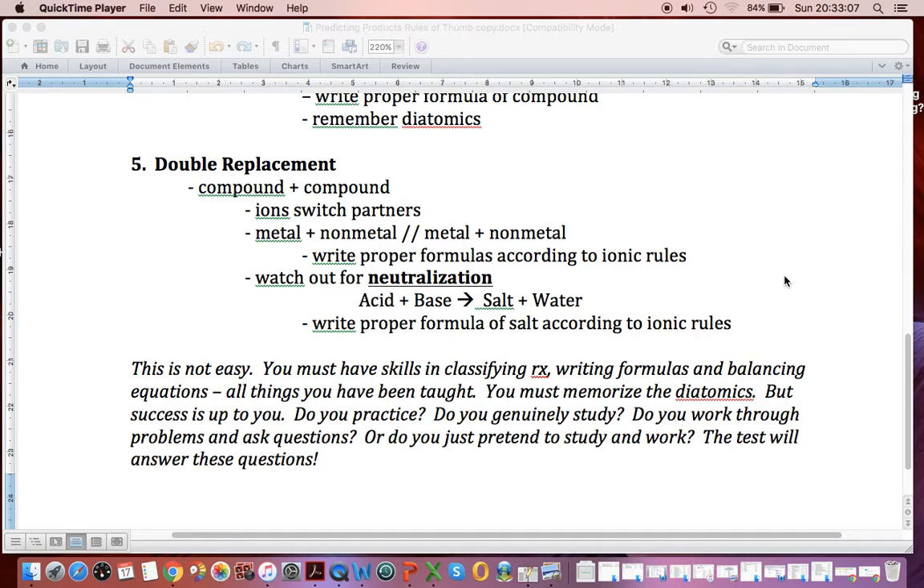That means you'll have 20 examples to look at as you chug through a number of sheets on the wacky world of predicting products. Some of you are going to do well, and then it says the test will answer these questions. Sadly, no test. Interesting year. So good luck with this.